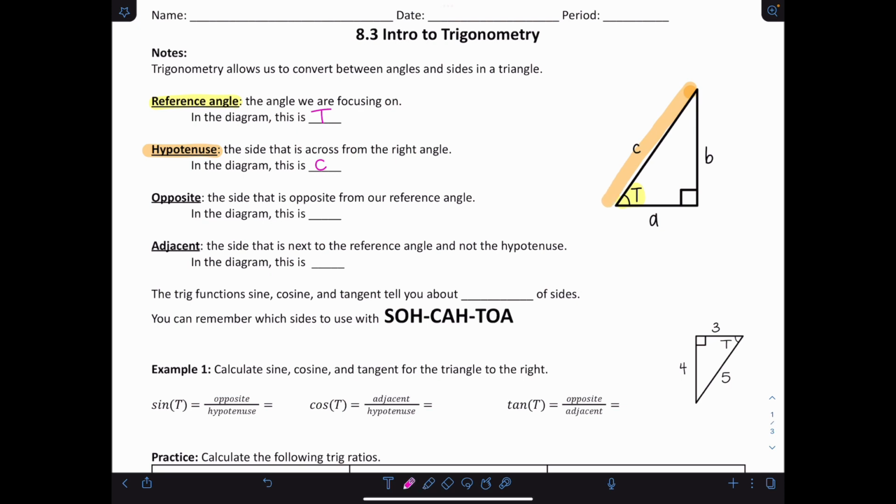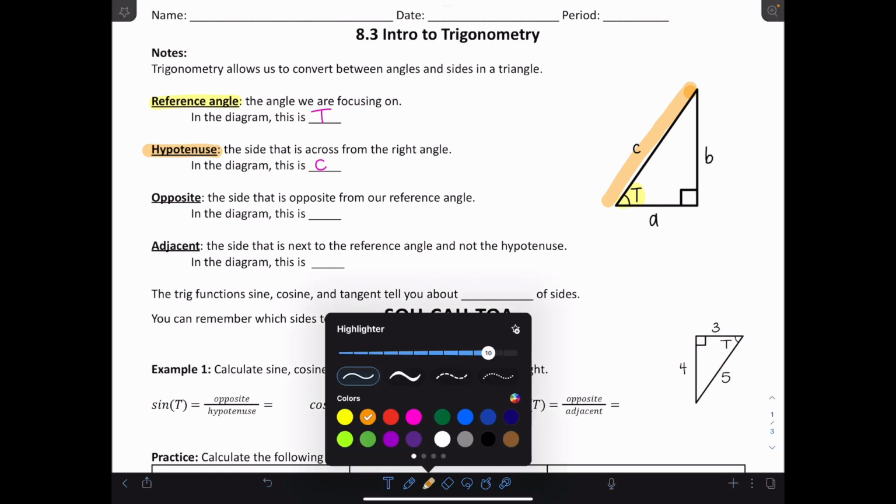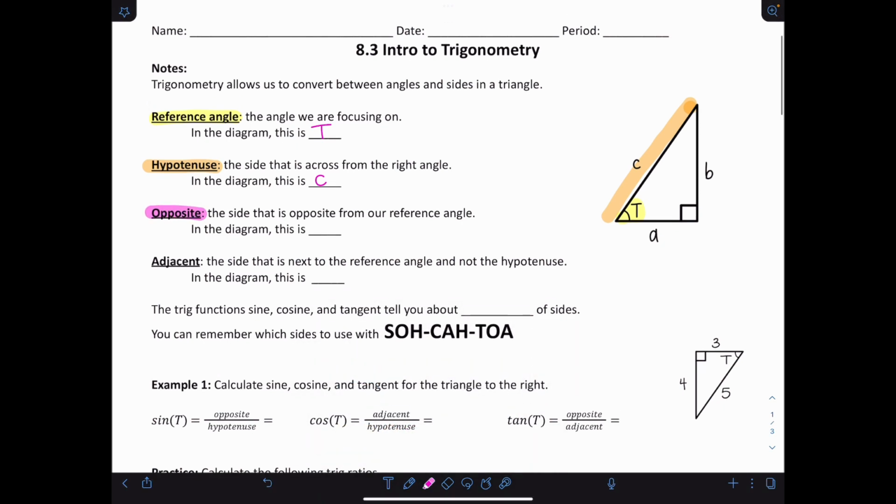Then we have a side that we call the opposite side. The opposite side is the one that is opposite from our reference angle. In this diagram then, that makes it B. One thing that's important to point out is that the reference angle can move around depending on the problem. Sometimes it'll be right here, sometimes it'll be here, it could even be our right angle. So what we call the opposite or the adjacent sides can change depending on what problem we're doing.